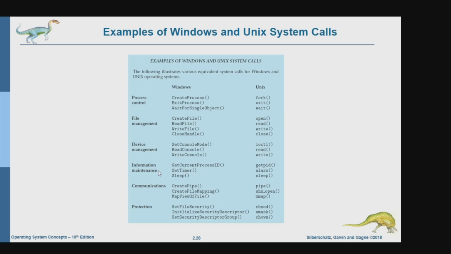Next, information maintenance: GetCurrentProcessID, SetTimer, Sleep, and in Unix getpid, alarm, sleep. For communication, CreatePipe, CreateFileMapping, MapViewOfFile, and in Unix pipe, shmget, mmap. For protection, we have SetFileSecurity, InitializeSecurityDescriptor, and in Unix chmod, umask, chown. These are examples of system call functions for the Windows and Unix operating systems.